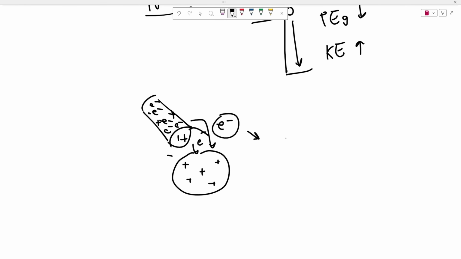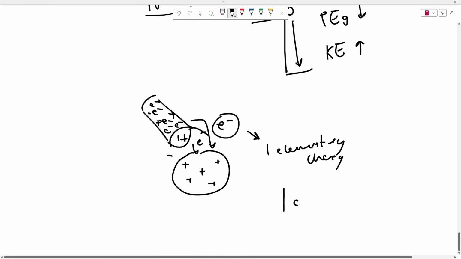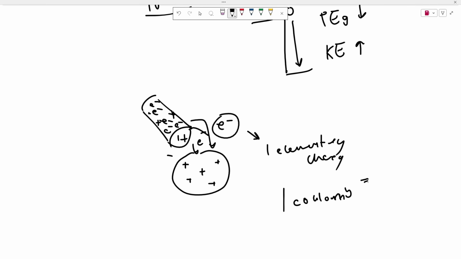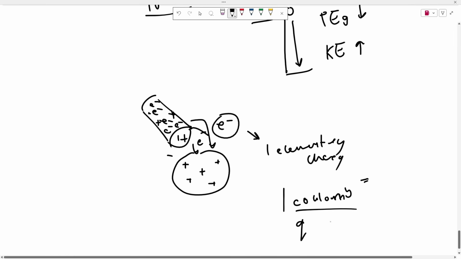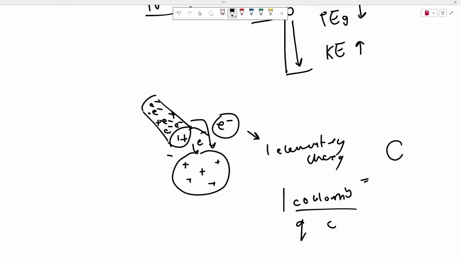So that's essentially one elementary charge. We know that 1 coulomb is a collection of electrons, so it's many elementary charges. Whenever you see Q, know that the unit is coulombs. And if you're dealing with an electron, you have to convert it from an elementary charge to a coulomb. One coulomb is just 6.25 times 10 to the power of 18 elementary charges.